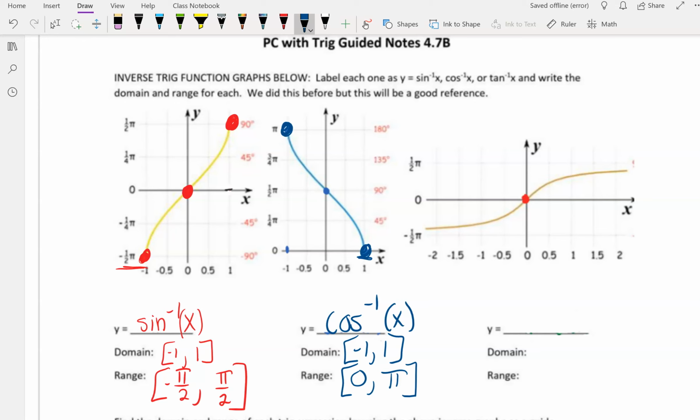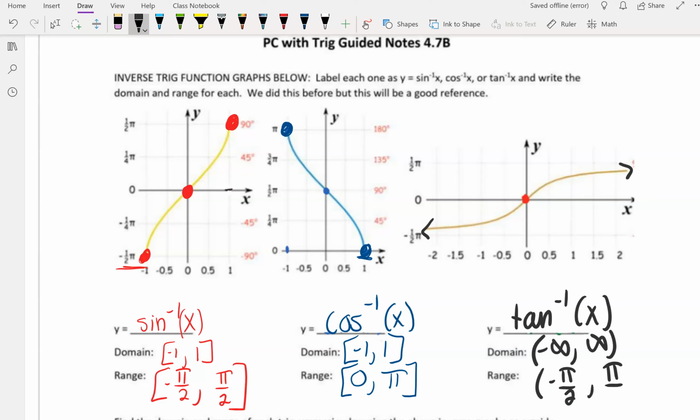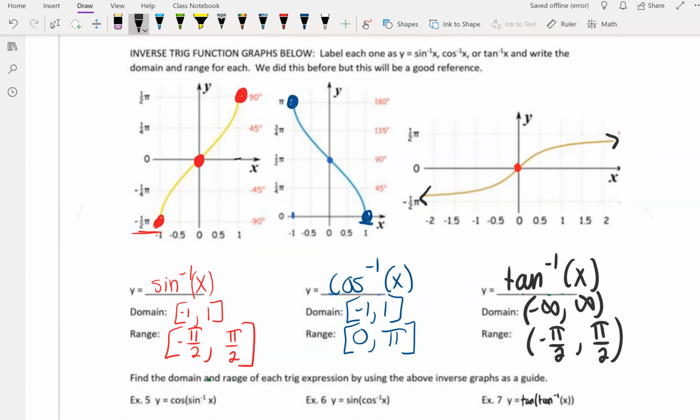All right, and then that means the last one must be inverse tangent. The domain is that it goes forever to the left and forever to the right. So it must be -infinity to +infinity, or all real numbers. And the range is that it goes from -pi/2 to +pi/2. But remember, I don't have brackets for this one, those are parentheses, because -pi/2 and +pi/2 are not included, because of the fact that tangent doesn't exist at those points.